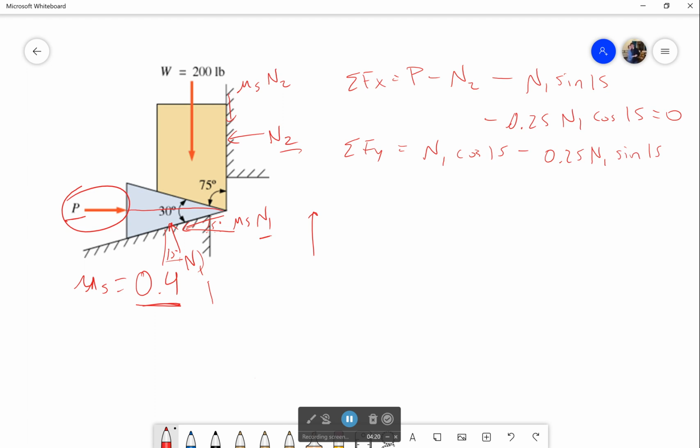Other forces we have are going to be the weight and the frictional force up there.